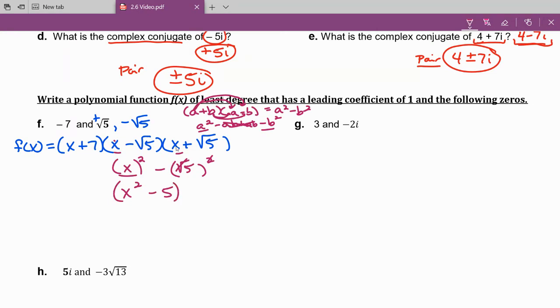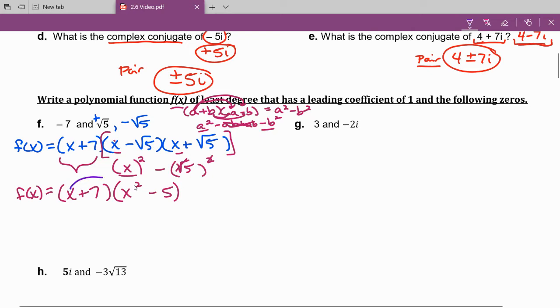All right, so now that we've multiplied these two binomials together, we don't forget about the third one, x plus 7. And again, don't forget your f of x equals. We're writing a function, and we're naming it f of x, because that's what the directions tell us to do. And now we're going to multiply these two binomials together.